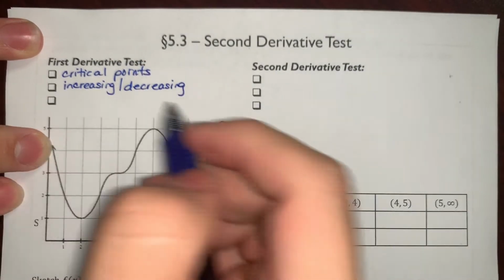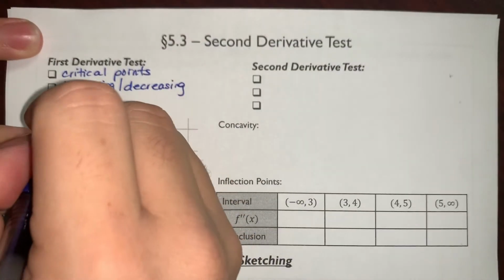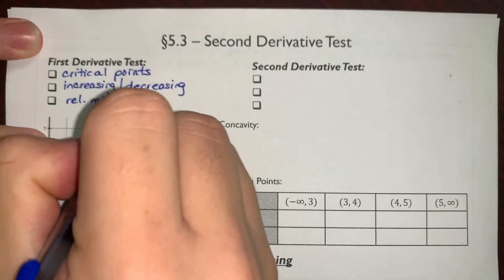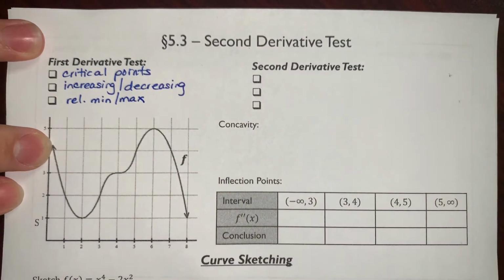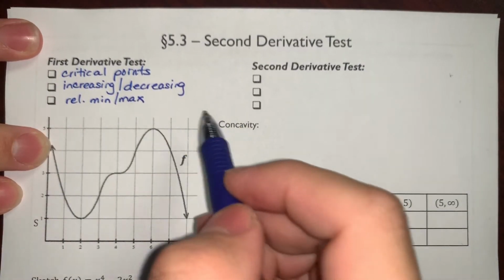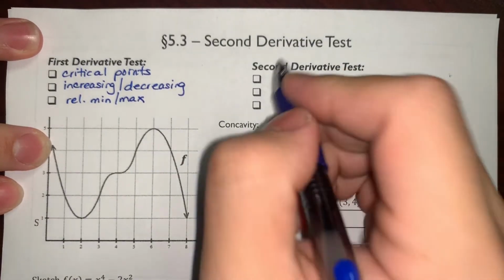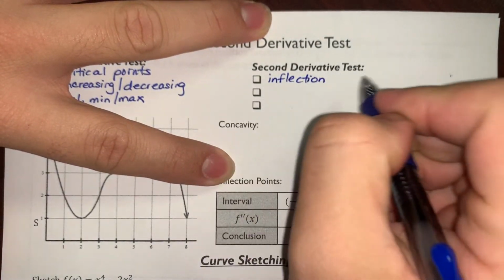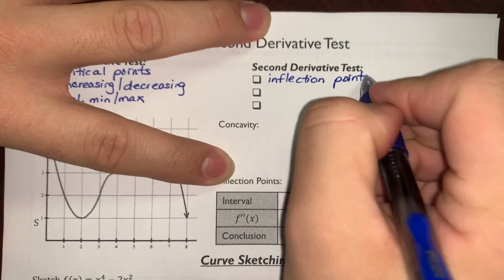And of course, the last thing, which we did all of this in the previous section, it helped us determine where the relative minimum and maximum are located, or local minimum or maximum, depending on which phrasing you want to use. All right, so that's what the first derivative is going to help us determine. What the second derivative test is going to help us determine is something called inflection points, which I'm going to go over in a little more detail as we go on.